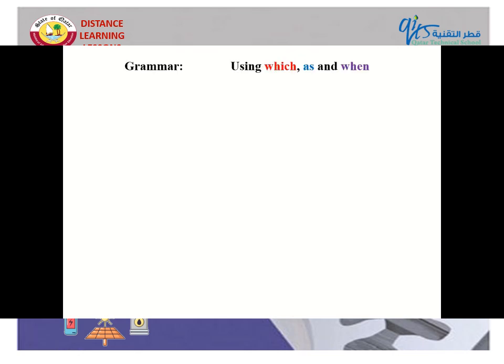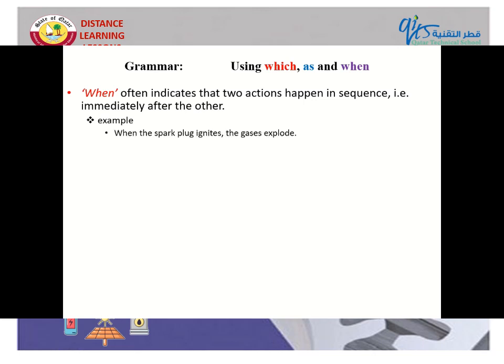So now, first of all, let us look at when do we use as and when do we use when. We use when if the two actions happen in sequence. For example, here, when the spark plug ignites, the gases explode. I want you to notice the structure of the sentence. We start with when, and then we separate the two actions by a comma.